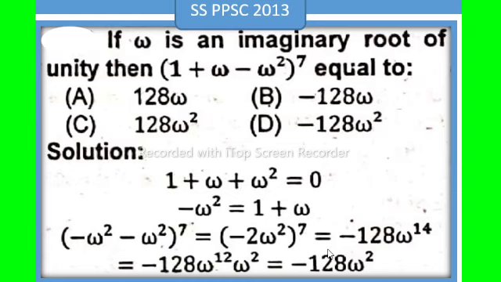Omega^14 can also be written in the form of omega^12 times omega^2. Omega^12 can also be written as (omega^3)^4. Since omega cubed is equal to 1, 1 to the power 4 is equal to 1. So the answer is equal to -128 omega^2. So option D is correct, that is, -128 omega^2.